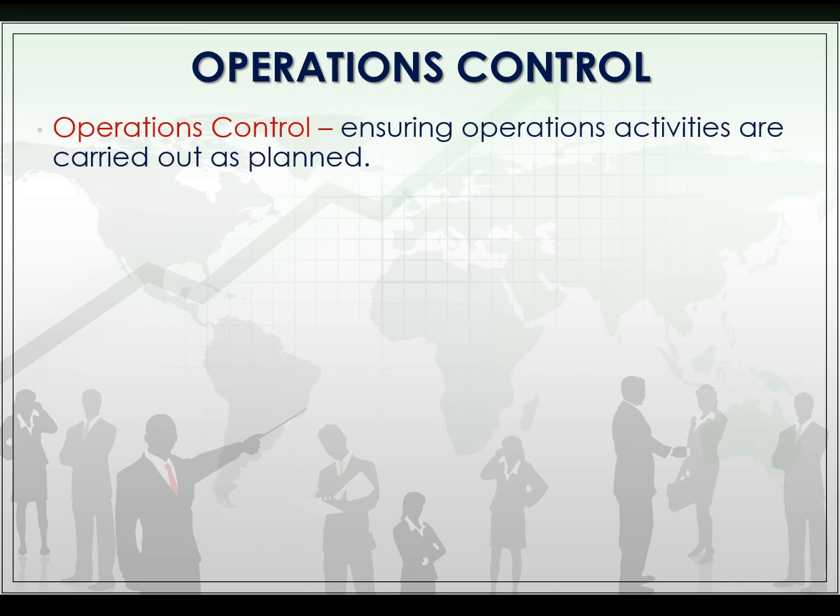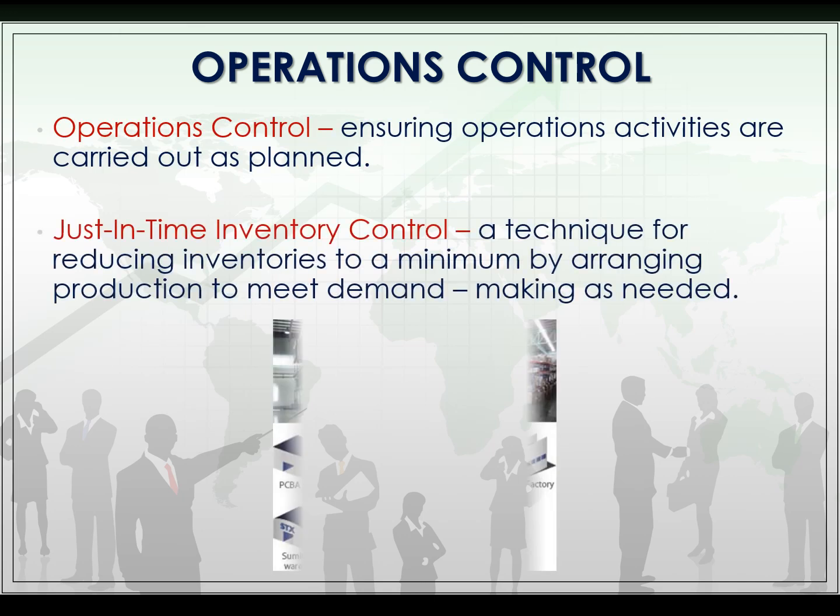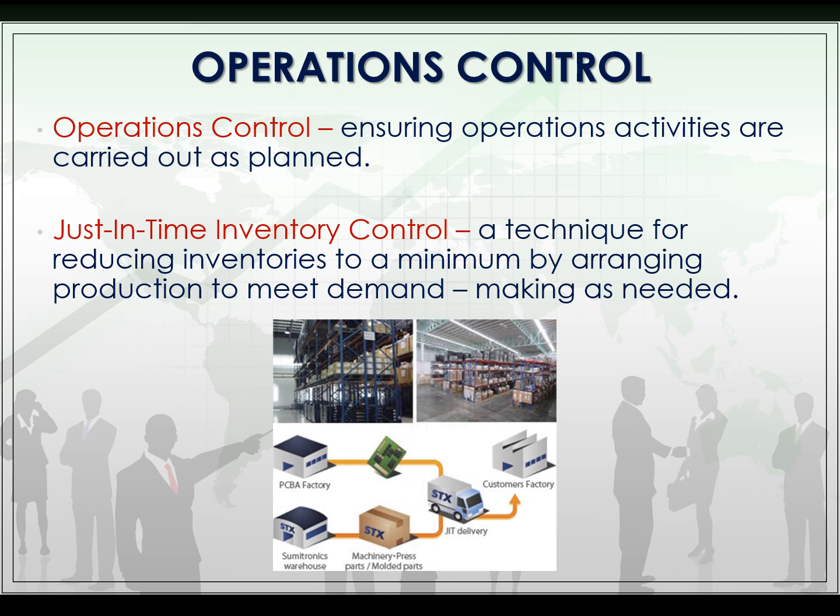Operations control is ensuring operations activities are carried out as planned. Just-in-time inventory control is a lean technique for reducing inventories to a minimum by arranging production to meet the demand for the customer, making it as needed, and not building a stockpile.